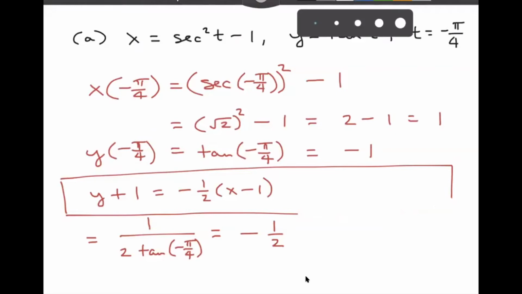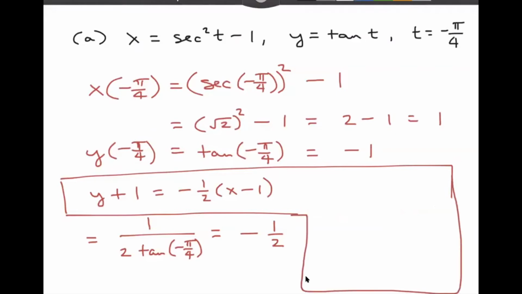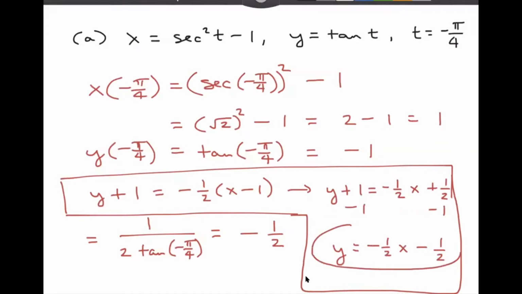I'll write that in y equals mx plus b form. That's probably how they're going to ask for it in the homework. So that's going to be y plus 1 equals negative 1/2 x plus 1/2. And now if I subtract 1 from both sides, I get y equals negative 1/2 x minus 1/2. So that is the equation of the tangent line.